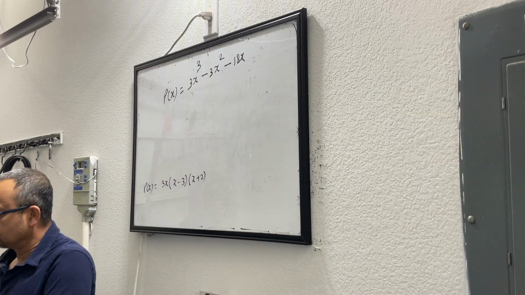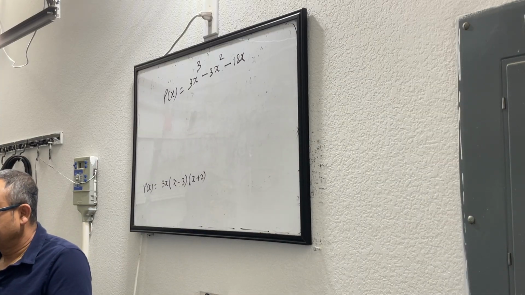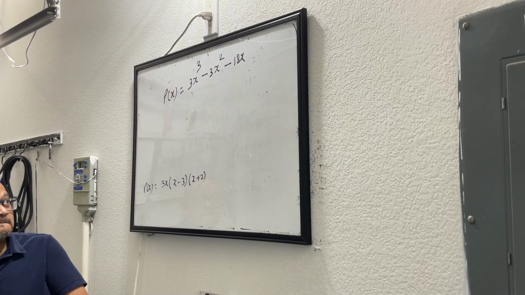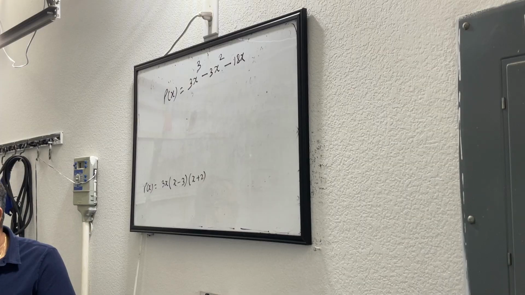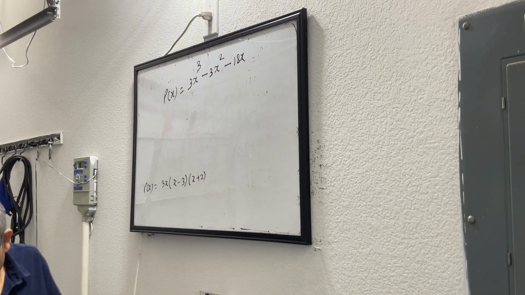Vaibhav, how about you? Sir, I cannot see your screen, but based on what you said, I got x times (x plus 3) times (x minus 2), and then the values were x equal to minus 2, 0, and then x equal to 3. Okay. Yeah. So let me do it.